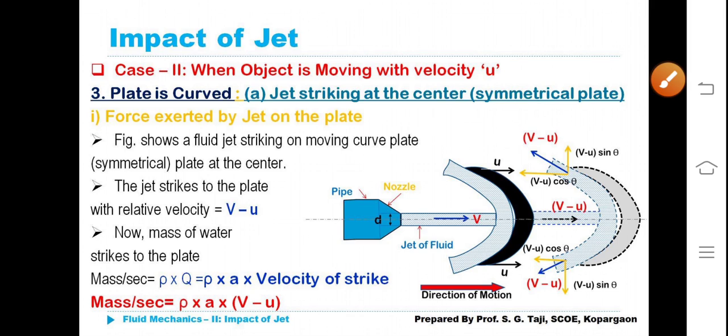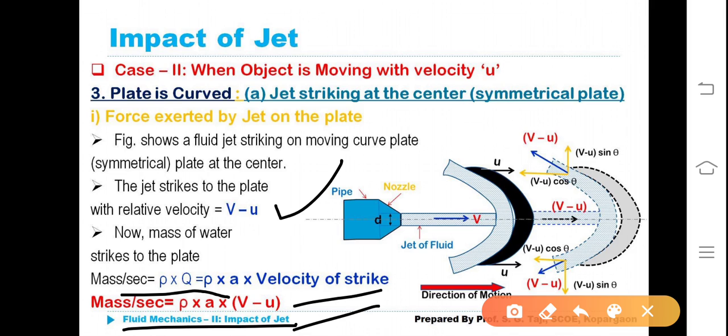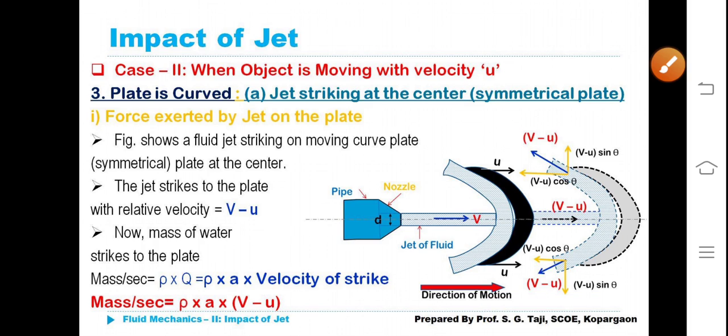The figure shows a fluid jet striking a moving curved plate, symmetrical. The jet strikes the plate with relative velocity. Just now we have said v minus u. Now the mass of water striking the plate, mass per second, is nothing but rho Q, where Q is nothing but the area of the jet multiplied by the striking velocity. Therefore mass per second is equal to rho a multiplied by v minus u. Clear? Next slide.